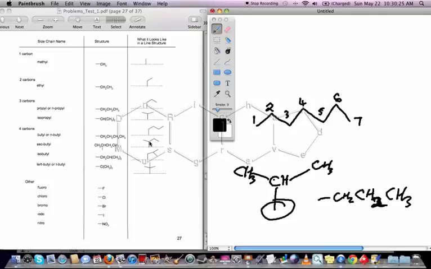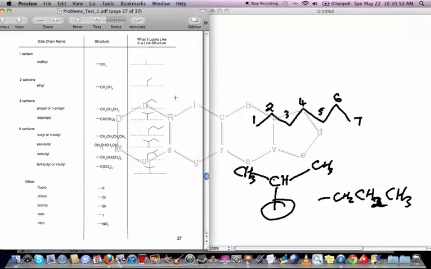Sec-butyl. You can remember that it's attached to the second carbon, sec-butyl. Isobutyl kind of looks like a Y shape. I kind of remember that by saying Y-sobutyl, isobutyl. 1, 2, 3, 4. And you've got tert-butyl, which looks a lot like the letter T. T-butyl, tert-butyl. There you go. So those are all the groups that you should know. You should know all of these different substituent groups.